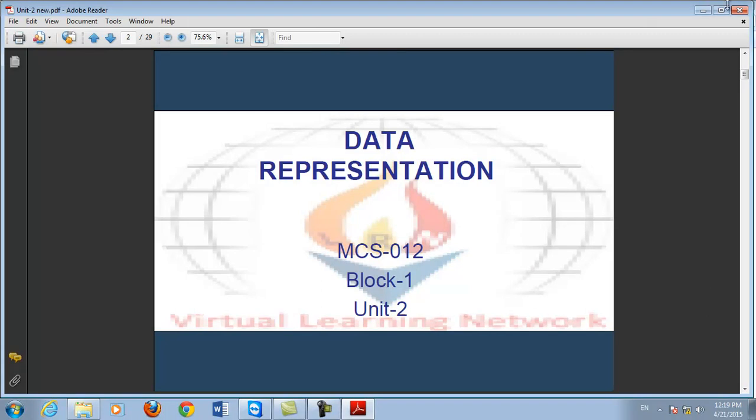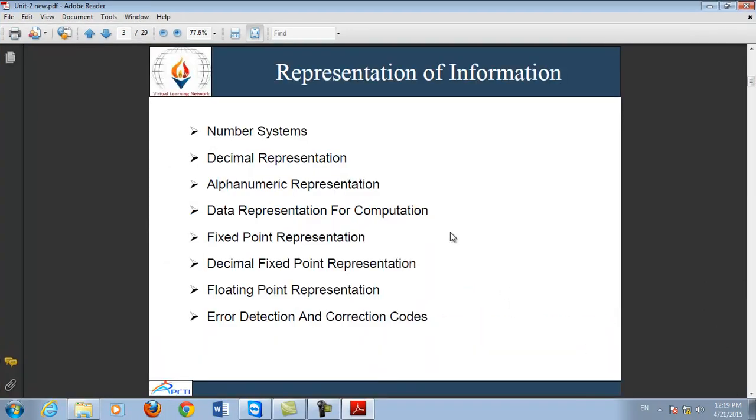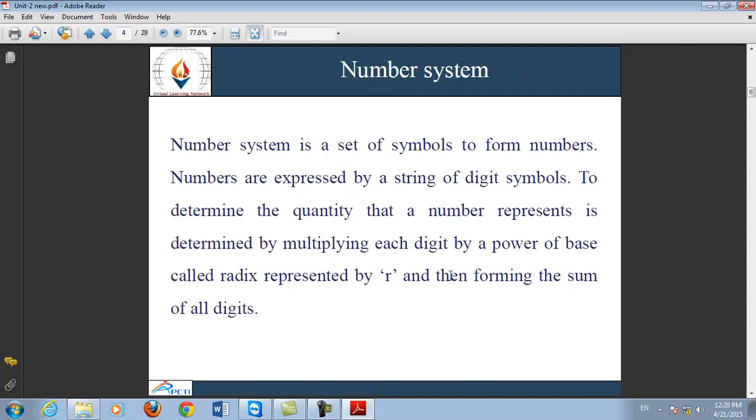In today's session, we will discuss data representation. In data representation, we will cover number systems, conversion of different number systems, that is, one number system to another number system, and alphanumeric representation, that is, different types of standards to represent the alphabets and numeric values.